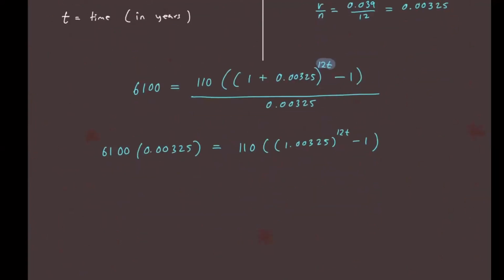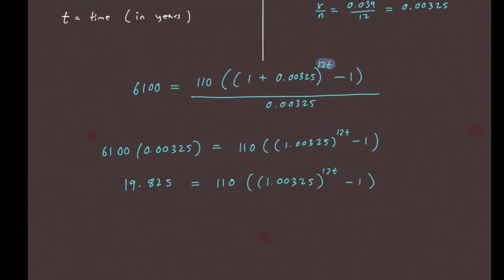Okay, so now on the left-hand side, if you put this in your calculator, I have about 19.825 is equal to, so I have 110 times 1.00325 to the power of 12t minus 1.